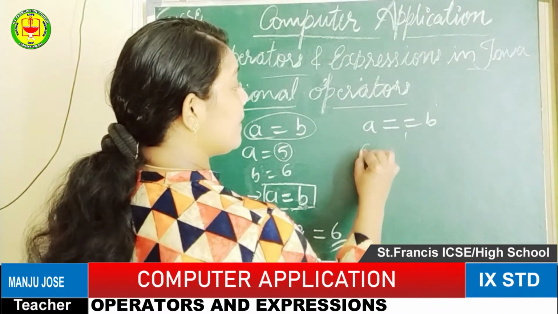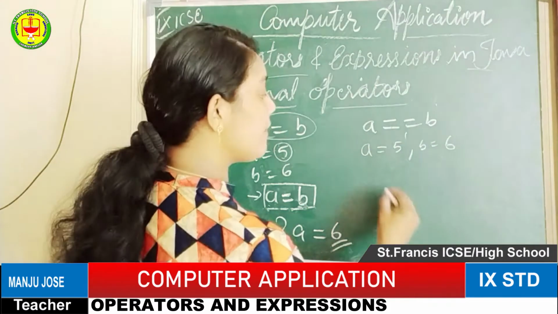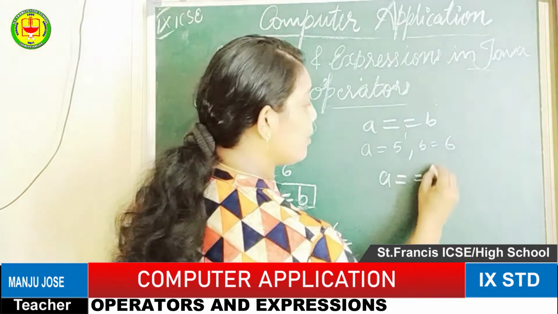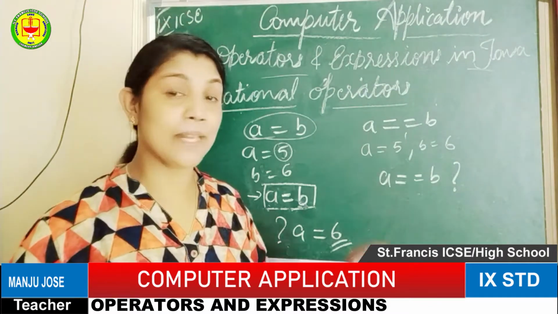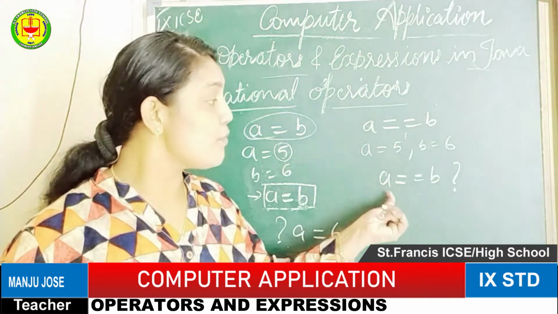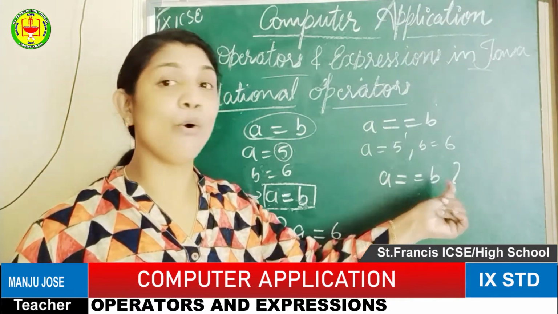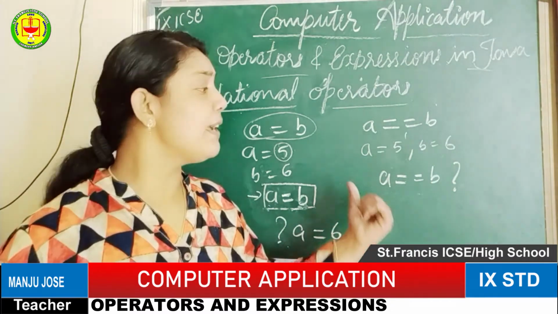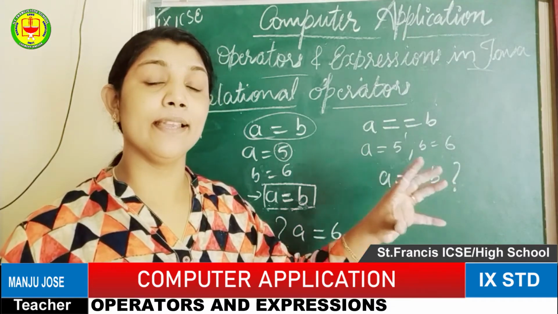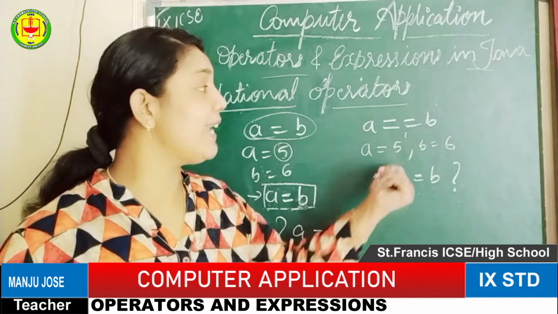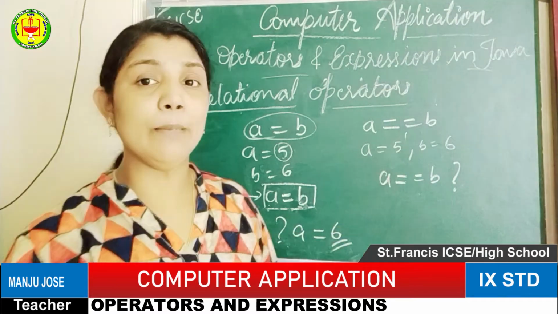So here A equal to 5, B equal to 6. Here we are giving A == B, with a question mark. That means the explanation of this statement is whether the value of A is equal to the value of B or not. That is the explanation for A == B. We are going to check whether both values are equal or not.